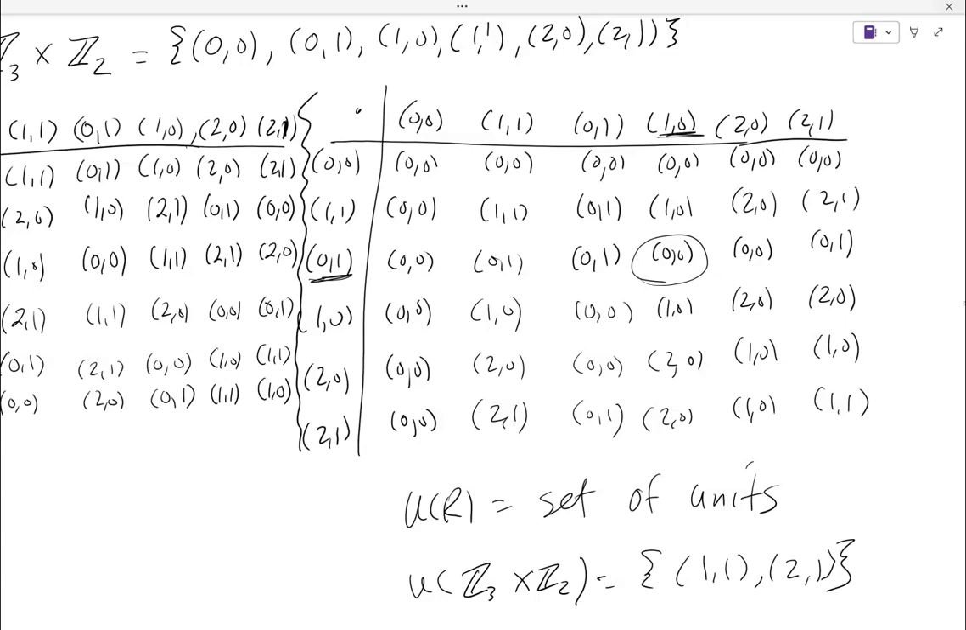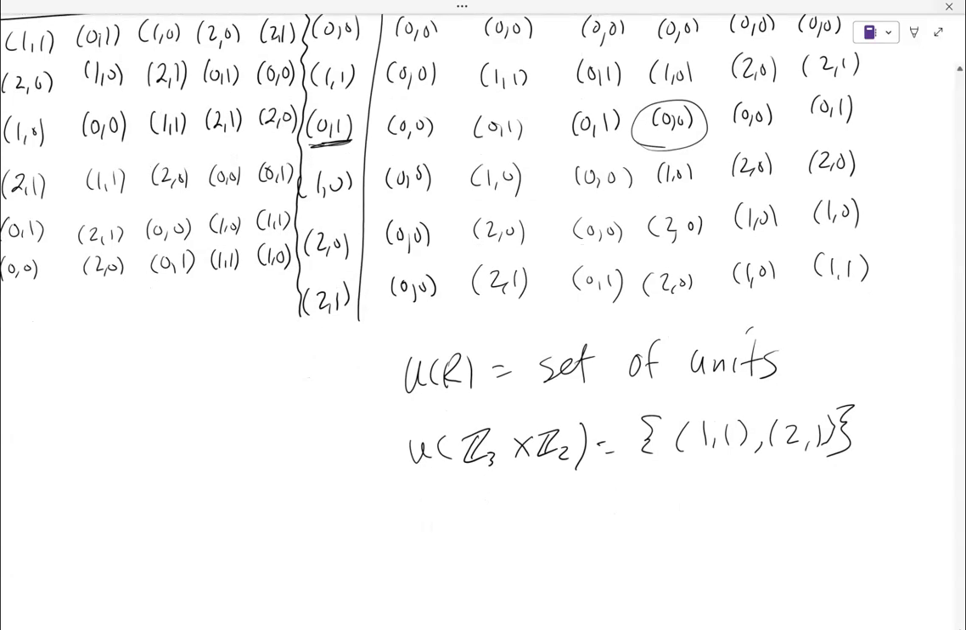Right. So the units of Z3 are what? 1 and 2, right? What are the units of Z2? Just 1, right? There's only one of them. So you've got 2 units in Z3 and 1 unit in Z2, and you're trying to put them together, you get 2 total units, right? This is exactly what we got. To get a unit in a direct product, each component has to be a unit. I'll say it again. The units in a direct product come from units in each component.